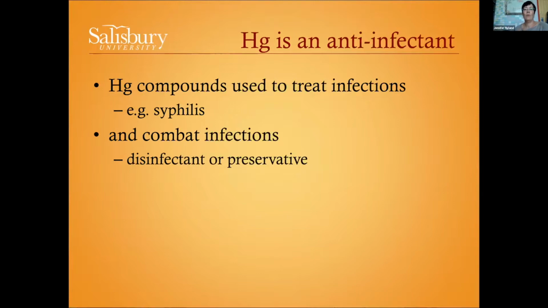And one of the ones I want to talk about here is that we've, for a long time, recognized that mercury is an anti-infectant. It has this ability to combat infection or remove pathogens. So humans have used mercury compounds to treat diseases like syphilis and to combat various infections, and used it as either a disinfectant or a preservative.